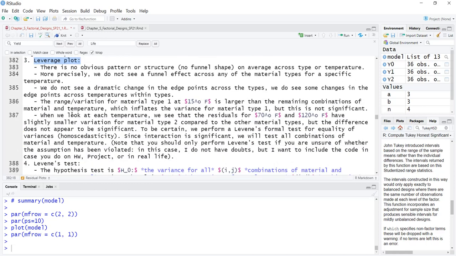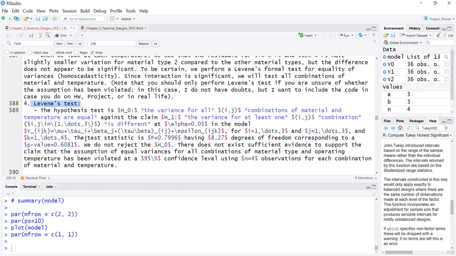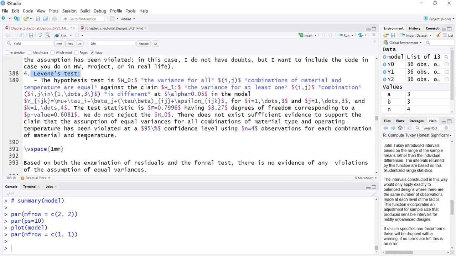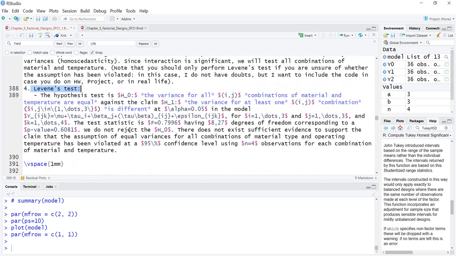And then I've put in here the Levine's test, even though it really wasn't necessary looking at these plots, but I did put that in there for you. So please read through this and see the Levine's test. So if you have no doubts that the assumptions are met and the question doesn't tell you to do Levine's test, you could remove this.